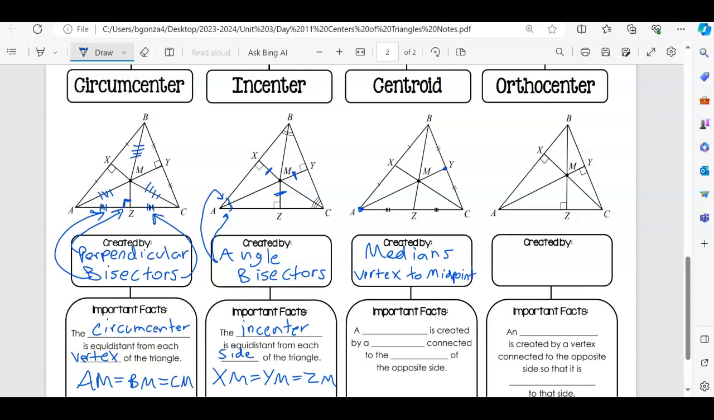To make a median, you connect a vertex corner to a midpoint. In my picture, does everyone see? A is a vertex, and it connects all the way over here to Y. How do I know Y is a midpoint?